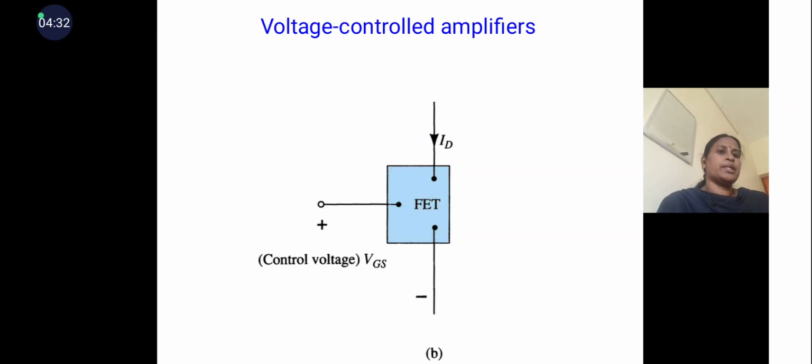And voltage controlled amplifiers. We all know what is meant by an amplifier: the output voltage or current will be more than the input voltage or current. That is, the output value will be more than the input value. Then it is said to be an amplifier. So voltage controlled amplifiers are the amplifiers which use voltage controlled devices. Then what are voltage controlled devices? Devices in which the output current is controlled by the input voltage are said to be voltage controlled devices.